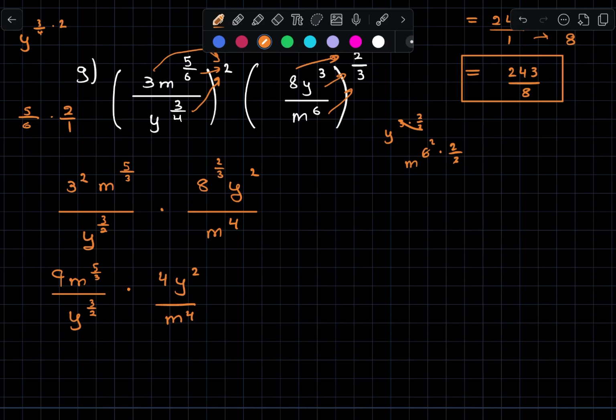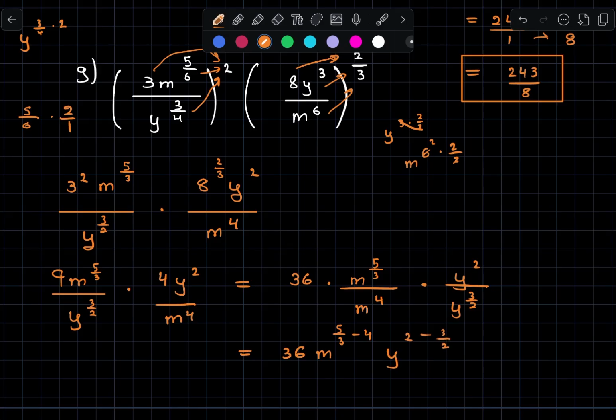Now let's just think about combining like terms. So if we put all of these together, the 9 and 4 are going to come together as 36. We can deal with the m's together, so we've got m to the 5 over 3 over m to the 4th. We can deal with the y's together, so we've got y squared over y to the 3/2. Okay, so this is going to be m to the 5/3 minus 4, y to the 2 minus 3/2.